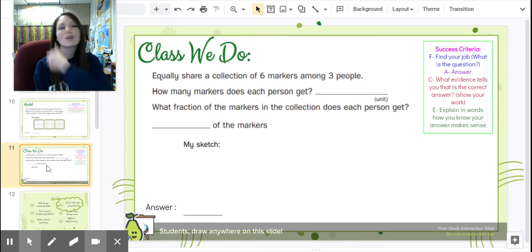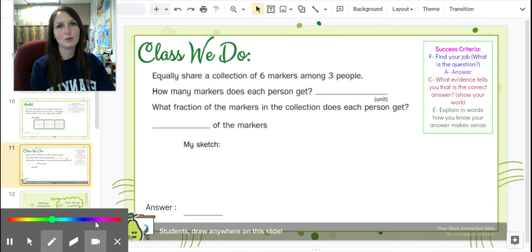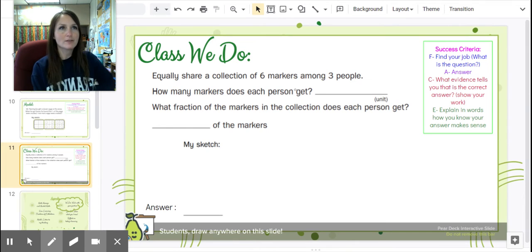Let's go ahead and try this one together. I'll get you started and then I'll let you continue working. It says, equally share a collection of 6 markers among 3 people. How many markers does each person get? What fraction of the markers in the collection does each person get?